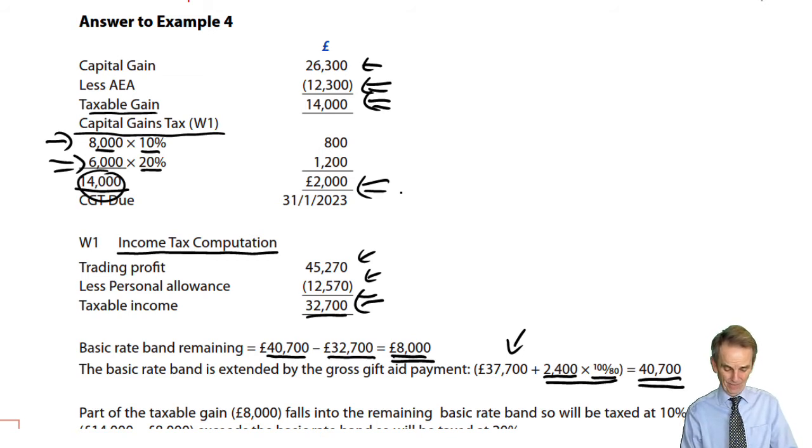Okay, so a bit more interesting there, because we had to remember from our income tax knowledge on the income tax computation, we extend the basic rate band limit by the gross amount of the gift aid payment. That would be equally, of course, as true if we had had any personal pension contributions being paid in the tax year, then they too, having been paid net, be grossed up by the 100 over 80, and they too would extend that basic rate band limit.